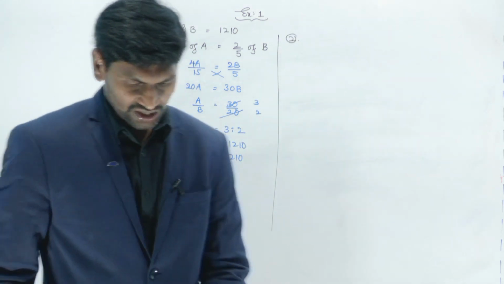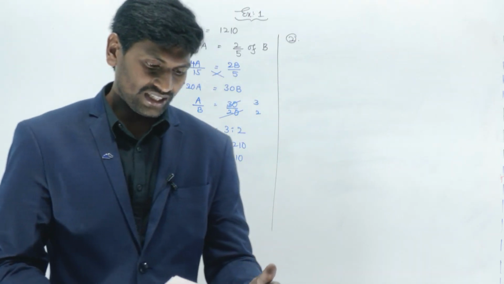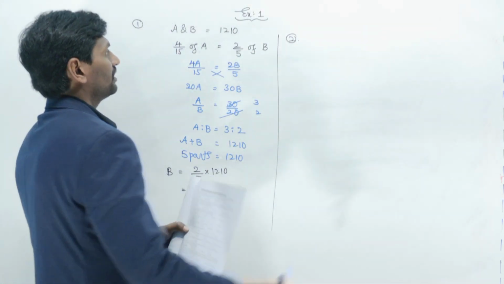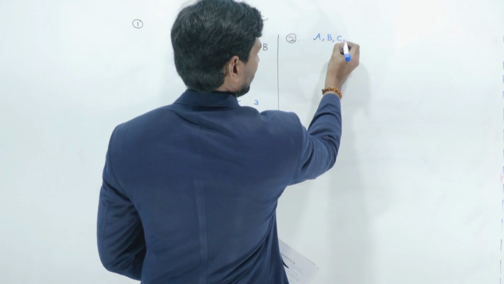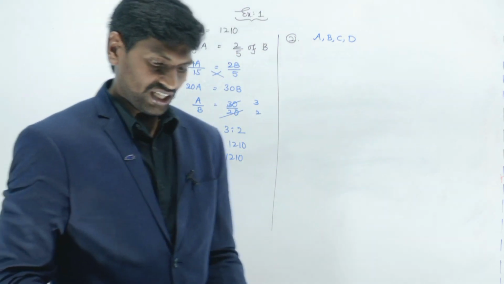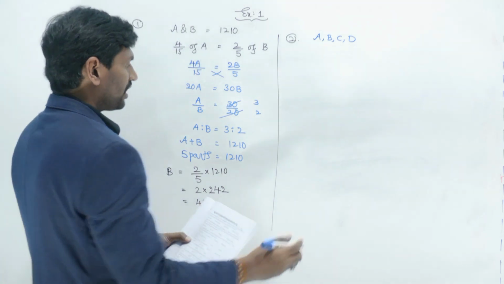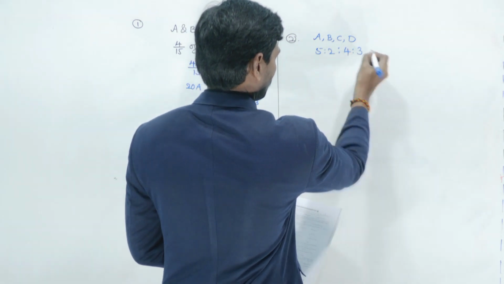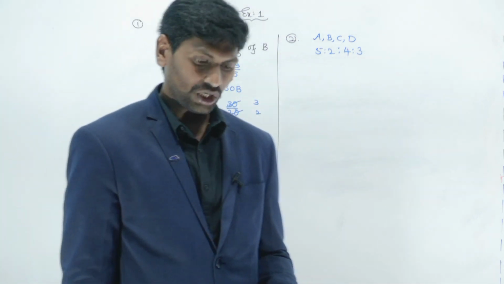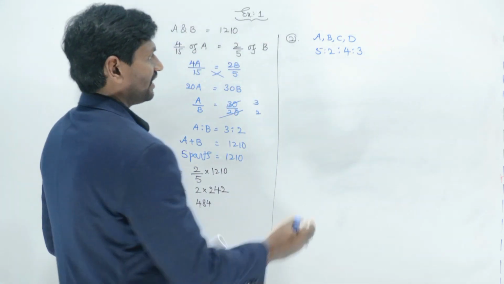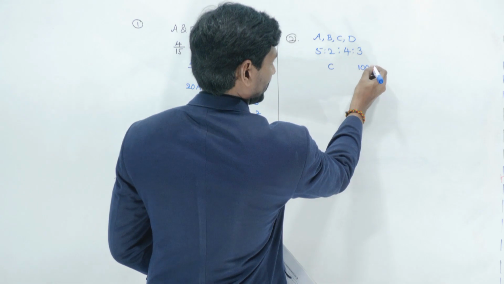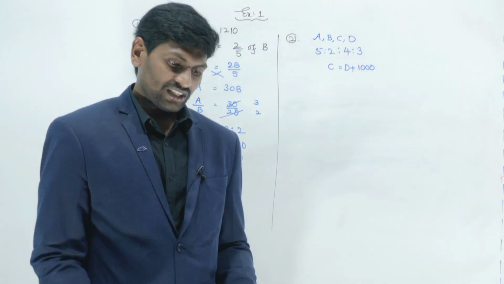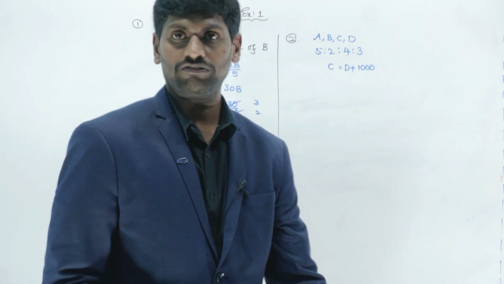Now the second question. It is given that a sum of money is to be distributed among A, B, C, D. Four members are there this time. In the proportion of 5 is to 2 is to 4 is to 3. If C gets 1000 rupees more than D, then what is the share of B? We need to find the share of B.